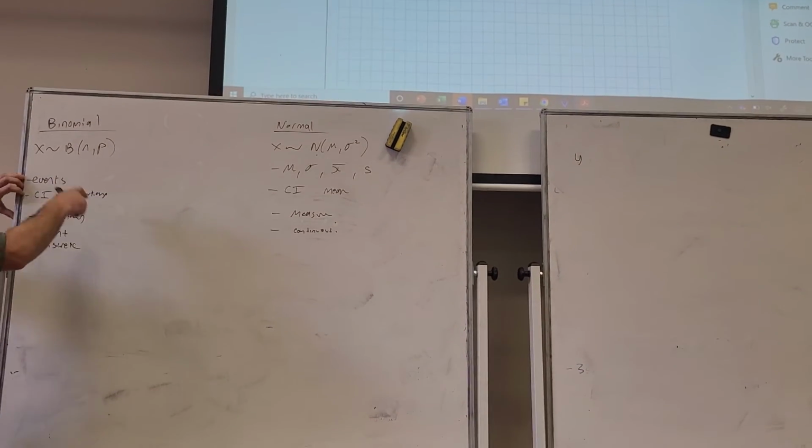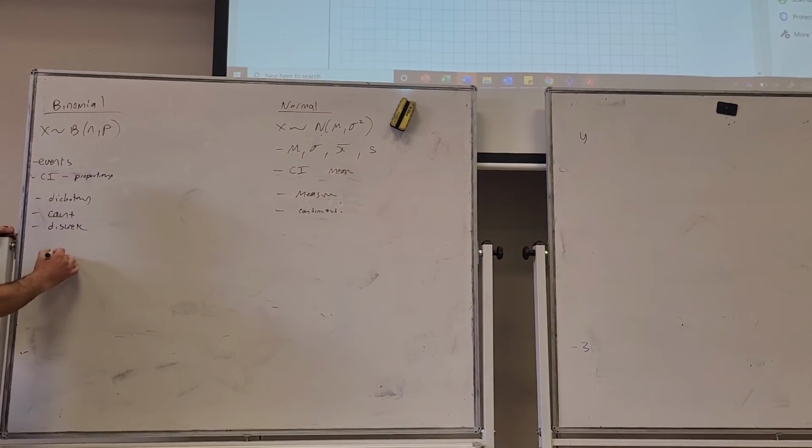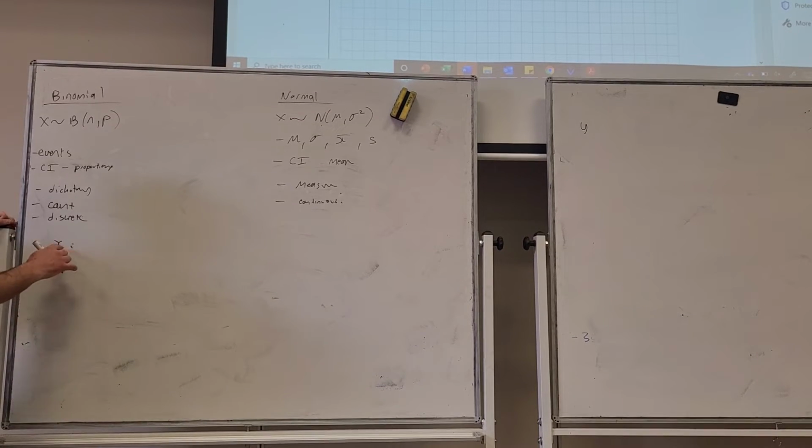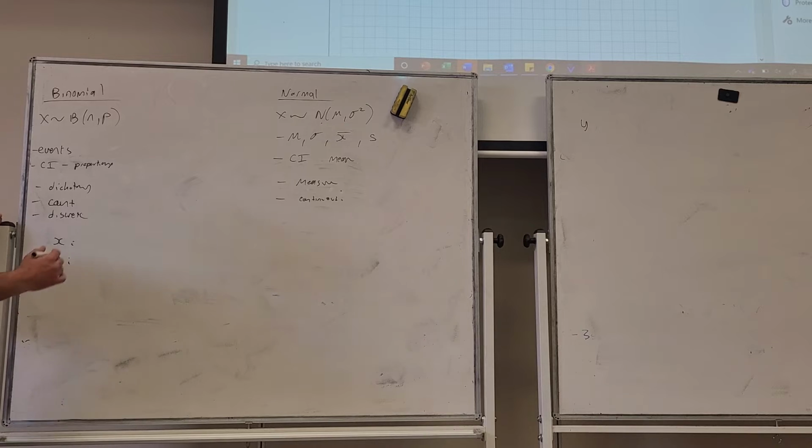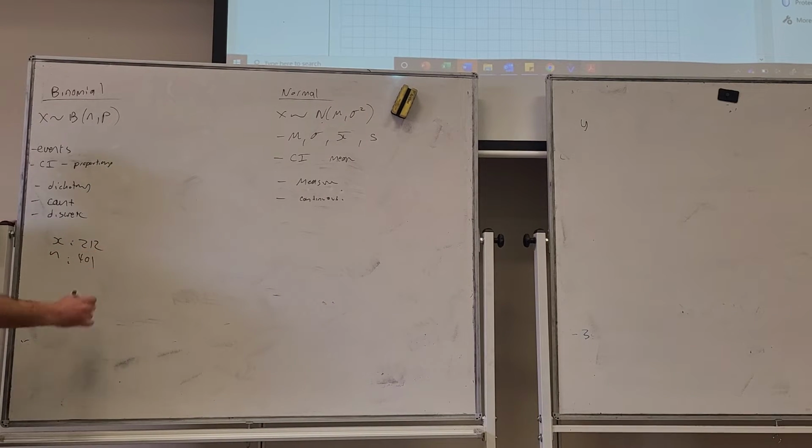If you go into your calculator with that, what is it? It's X and N, all right? How many people said close the road, open the road? 212. Out of how many people are there in total? 401. That's the information you put in your calculator to generate that confidence interval. Okay, so that's question 8.